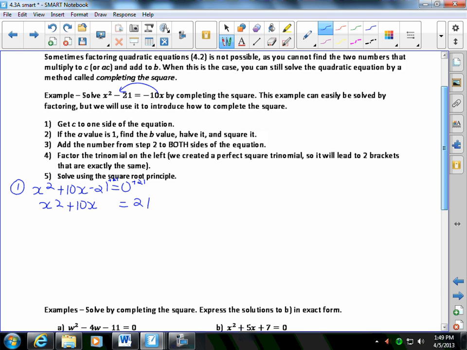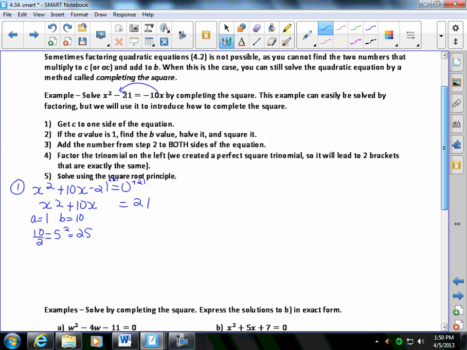So then it says in step 2, if the a value is a 1, find the b, halve it, and square it. So in this case, my a is equal to 1, and my b is equal to 10. So since a is equal to 1, I'm going to take my b value, halve it, so divide it by 2, which leaves me with 5. And then I square it. So this is exactly what I did before with my b value. My c is the only thing that's a little bit different. It's moved over to the other side.